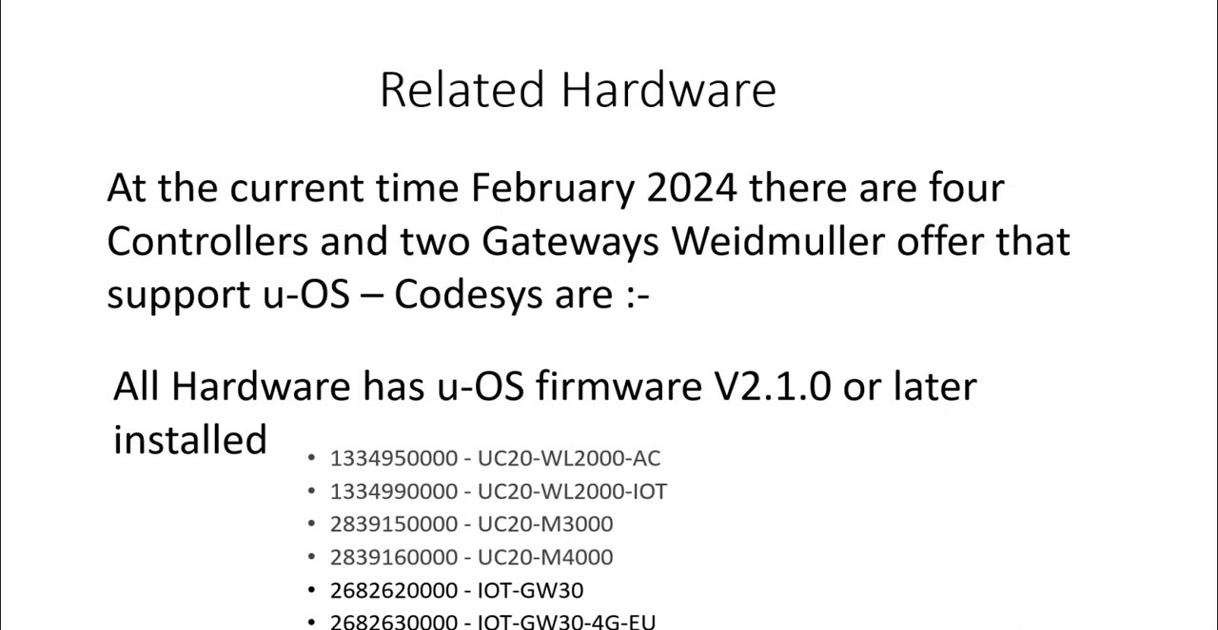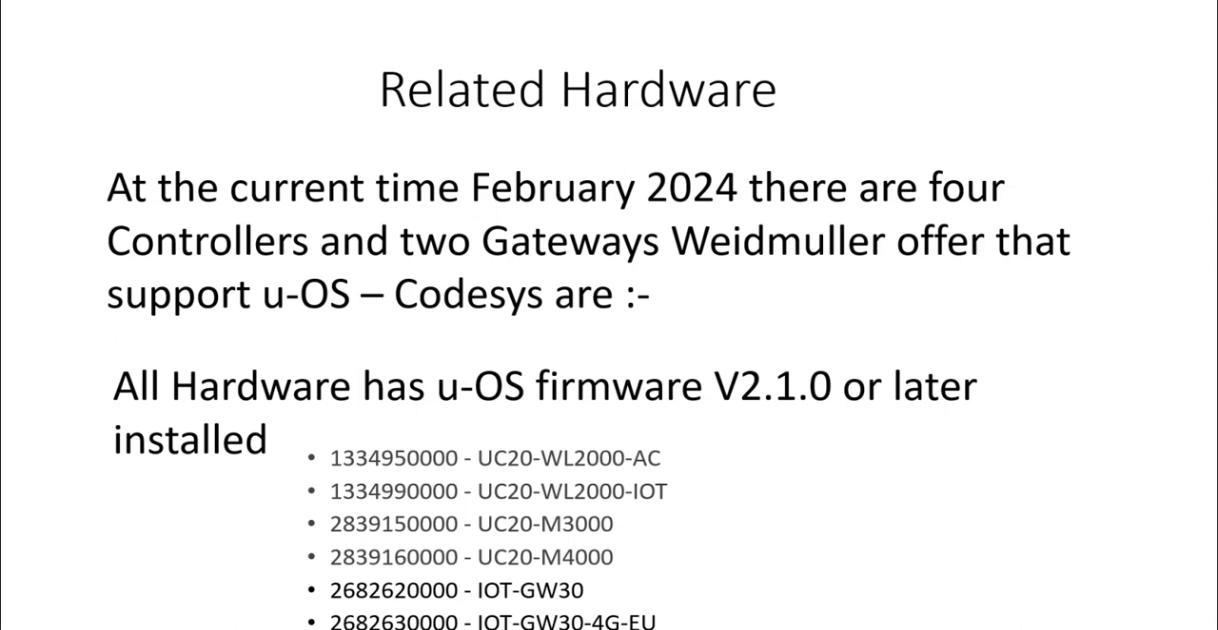The GW30 at the bottom, 4G EU, is basically an IoT gateway with the functionality of a SIM card to allow you to have remote access via a mobile phone network, where all of the other devices use a standard RJ45 Ethernet port.